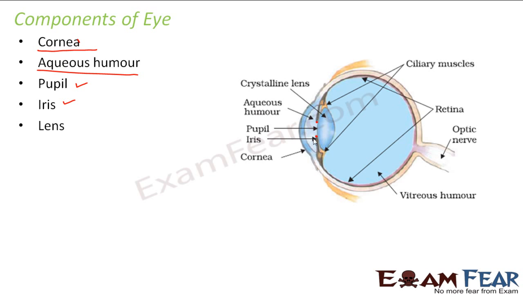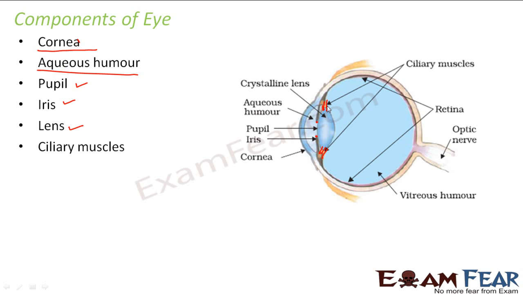Next is the eye lens, which actually forms the image of the object. In our previous lesson, we talked about how image formation takes place by a lens, right? Here also the eye lens serves the same purpose. It helps in the formation of the image. Then you have something called ciliary muscles. In our next few slides, we will talk about the function of each of these parts. Here I am just trying to make you aware of the different parts which make up the eye.